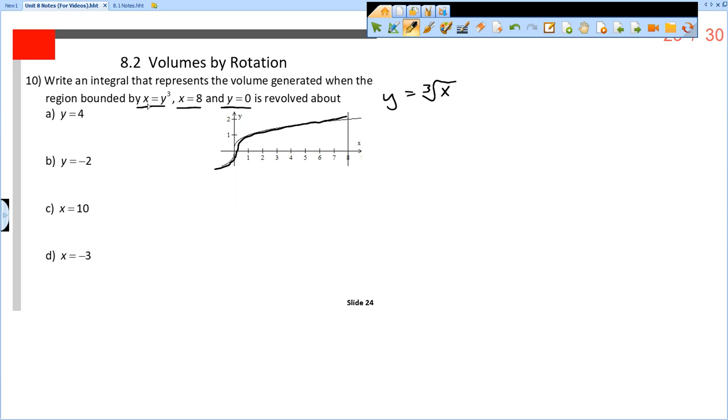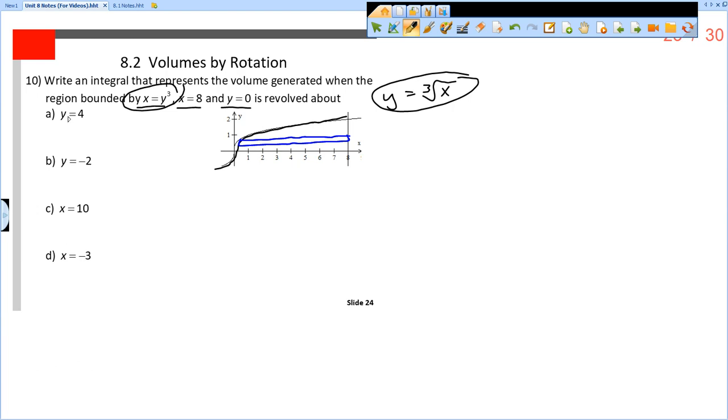Depending on whether we're using a dx or a dy, we may want x equals y cubed, or we may want y equals cube root of x. Then I have x equals 8, which is a vertical line right here, and y equals 0, which is this horizontal line. Now we're given x equals y cubed, so let's just stick with a dy. I could choose a dx, but neither of these would have boundaries that change, so either one is fine.